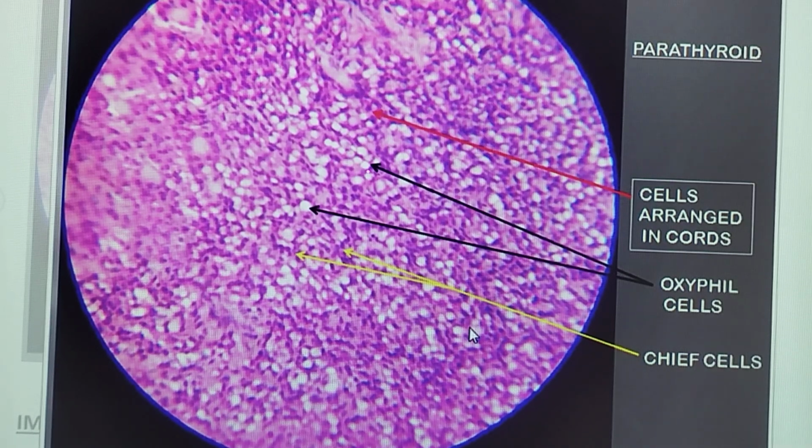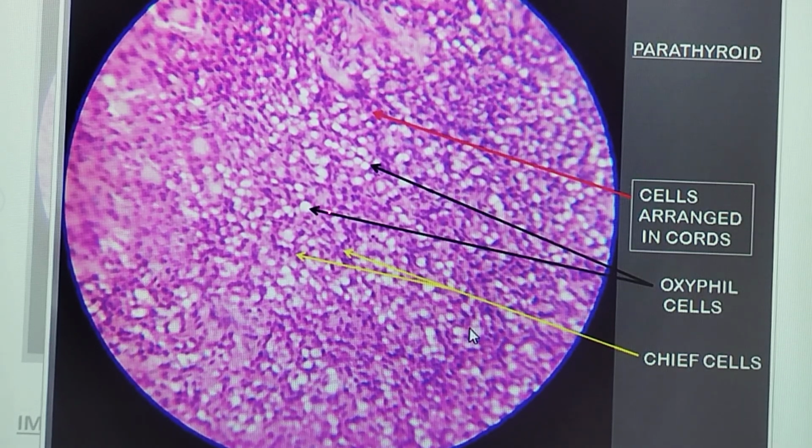You can see the light staining, quite large cells. That is the oxyphil cells, and then you see the chief cells. You can see chief cells. So chief cells and oxyphil cells are arranged in the form of cords, and you don't see any associated thyroid gland because I have kept the focus only on the parathyroid gland.